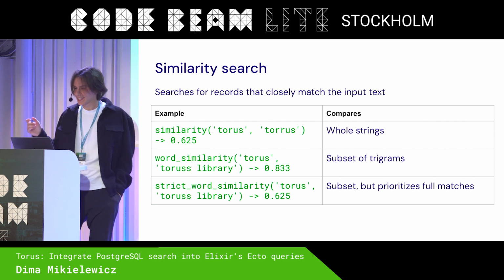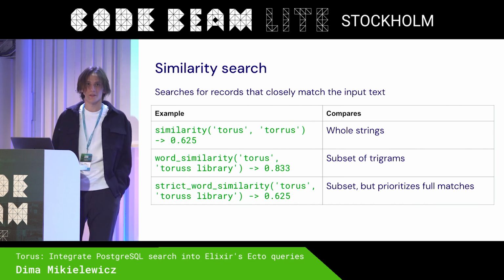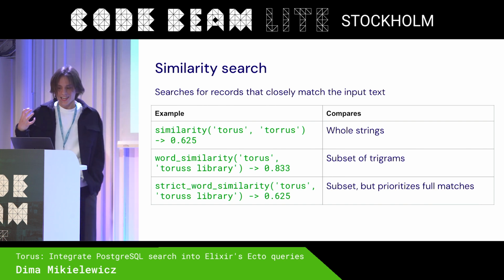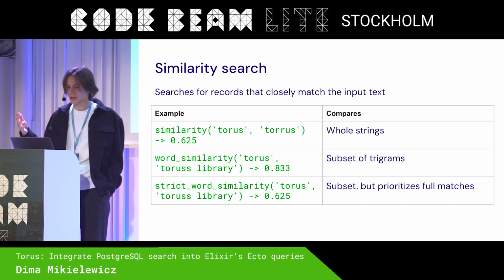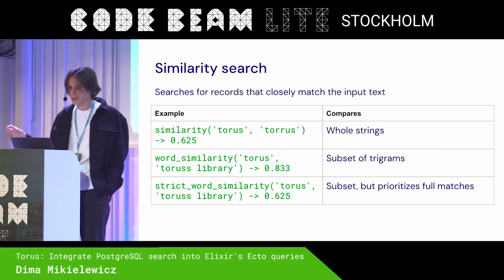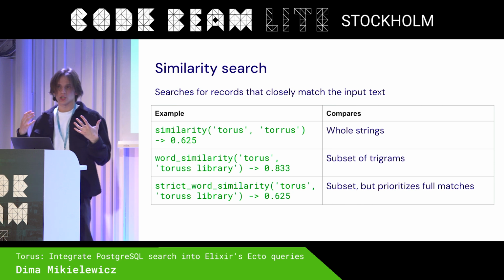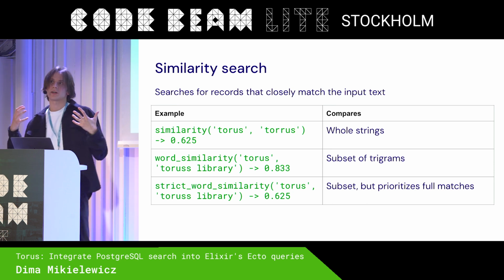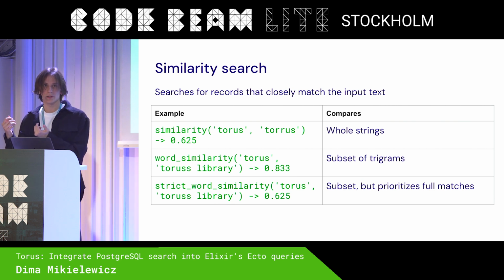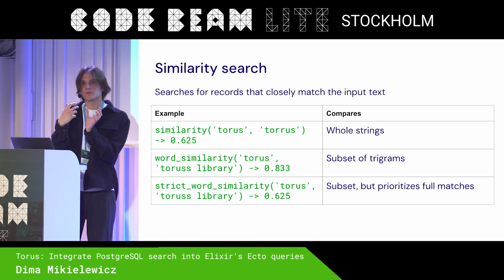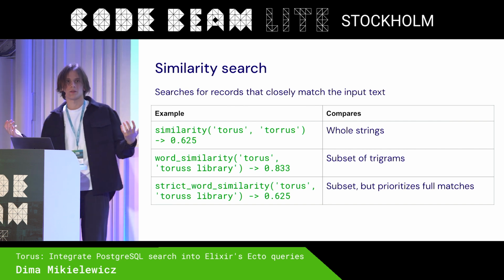Similarity search. So similarity search searches for records that closely match the input text. Basically, it will tolerate typos for you. And you have 3 options of similarity search in PostgreSQL. The first one will compare the whole strings. First, it generates trigrams. Trigrams are a set of characters, 1, 2, or 3, sequentially ordered. And then it compares how many of these characters do match.